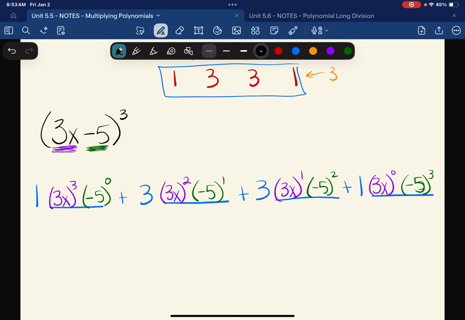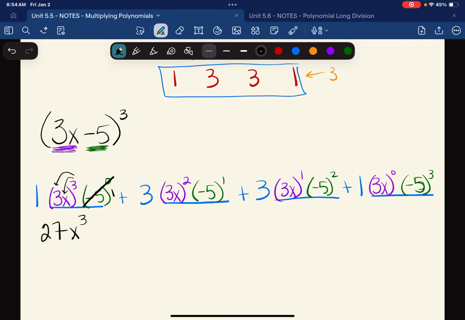All right, so let's simplify this down. (-5) to the 0 power is 1. And then I've got (3x) in parentheses cubed. That means this cubed needs to go to the 3 and the x. 3 times 3 is 9, times 3 is 27. And then I have x to the 3rd. So there's our first term.